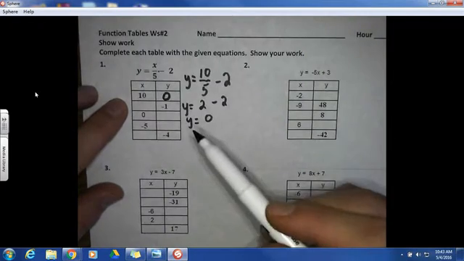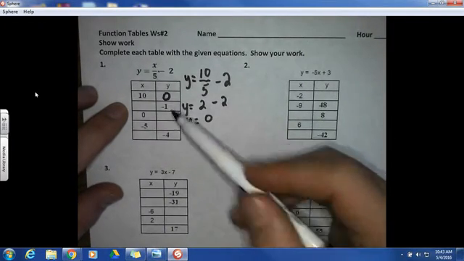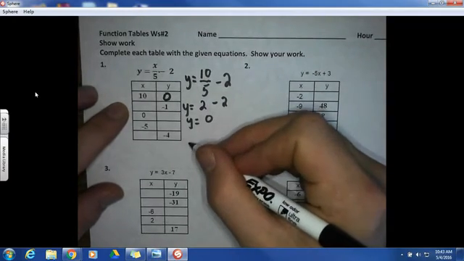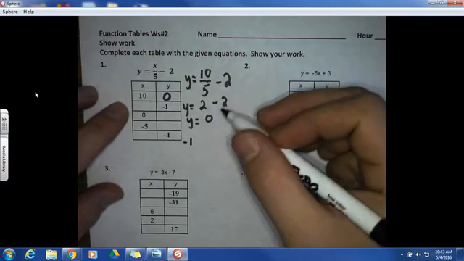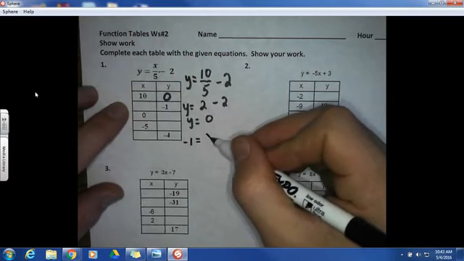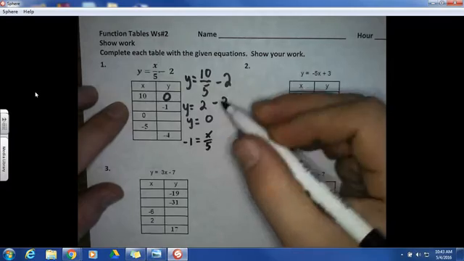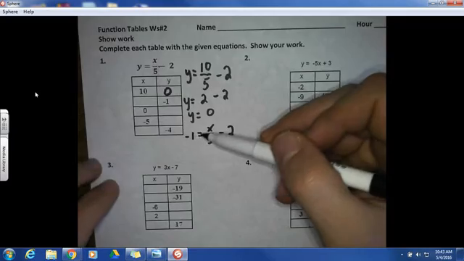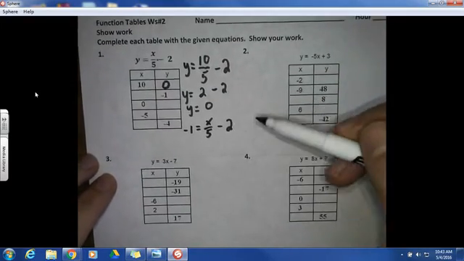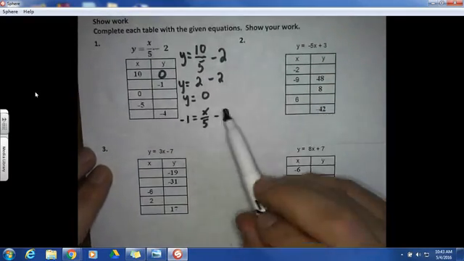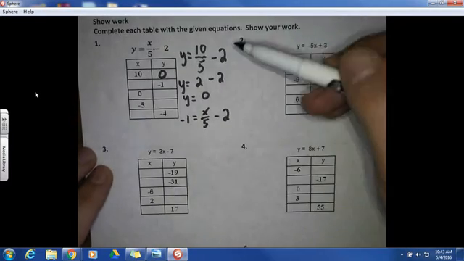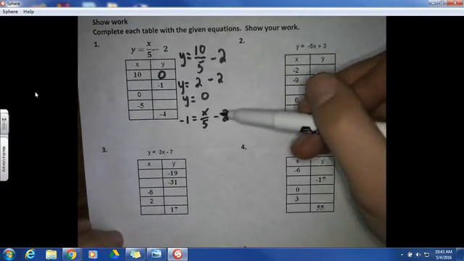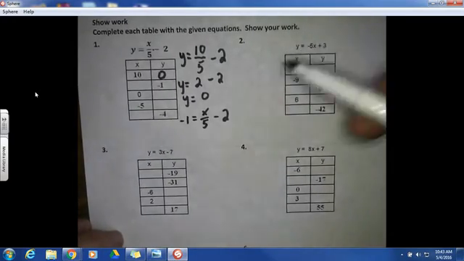Next one gives us a y value, negative 1. So again, I'm just going to take that y value and plug it in for the y up here. You'll see that this is a little bit different. When you have a y value, you have to use the flow chart. So I took the negative 1, plugged it in for y, so I have negative 1 equals x over 5 minus 2. So now we can't just use the order of operations like we did up here when we had the x value, because we have an x on this side of the equation and we have a number on the other. So what we'll use is our flowchart method.